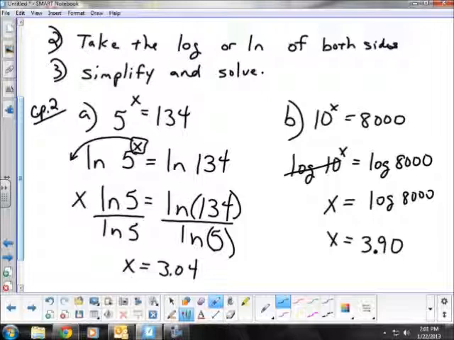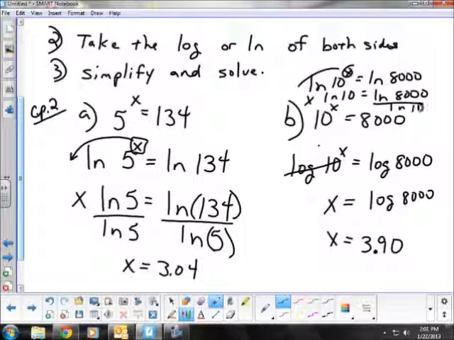I am going to show you some more complicated ones. These are very, very simple, and we're going to do some more that have more steps to it. If you had done the ln with this, you'd have the ln of 10 to the x is equal to the ln of 8,000. Bring this down. So it's x times the ln of 10 is equal to the ln of 8,000. And divide both sides by the ln of 10.